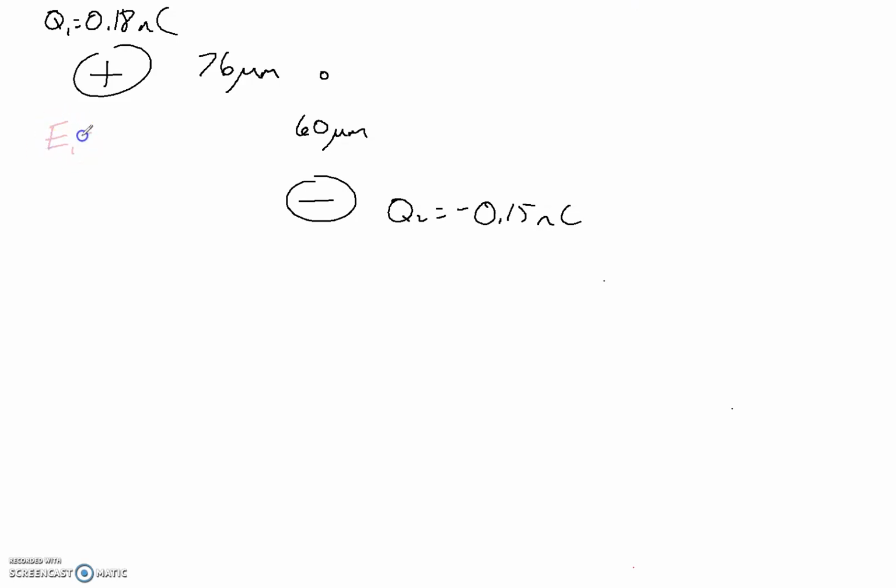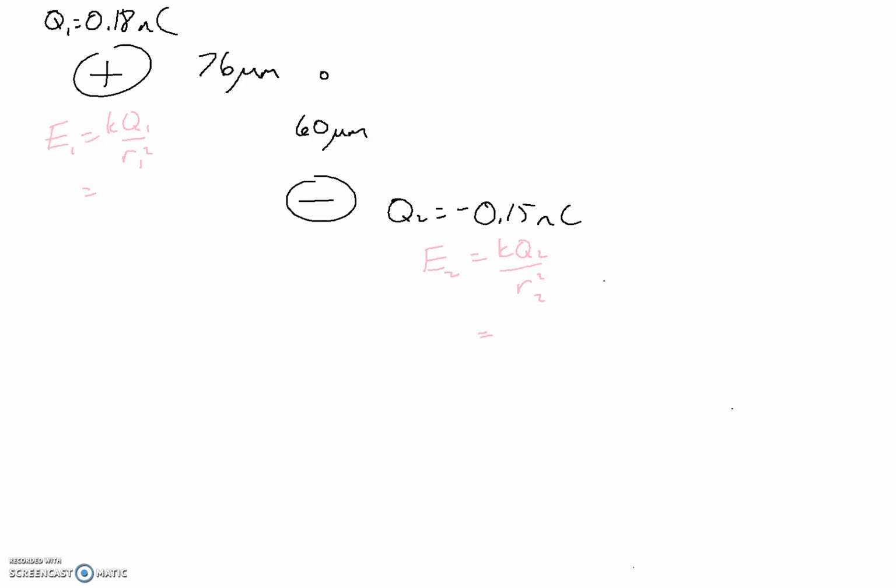So electric field for number 1 would be kQ1 over radius 1 squared. I have everything I need. I'll end up doing the same thing for this one. Electric field number 2 will be kQ2 over radius 2 squared. So I'll just calculate my 2 individual electric fields, and then we will just put them together.